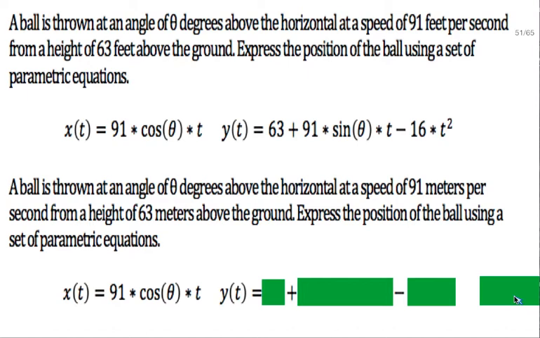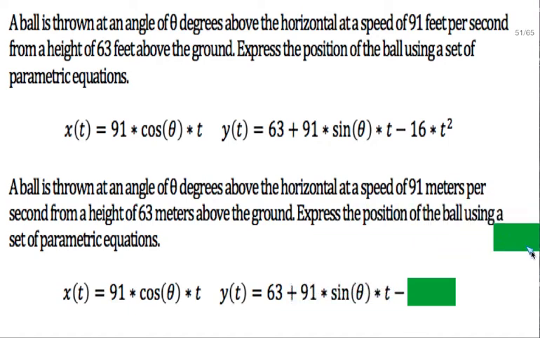Your X formula is going to be exactly the same. That's not going to change. Your initial height is going to be the same. Your middle term, the 91 times sine theta, is going to be the same. The only thing that would change would be you would subtract 4.9 t squared instead of 16 t squared.